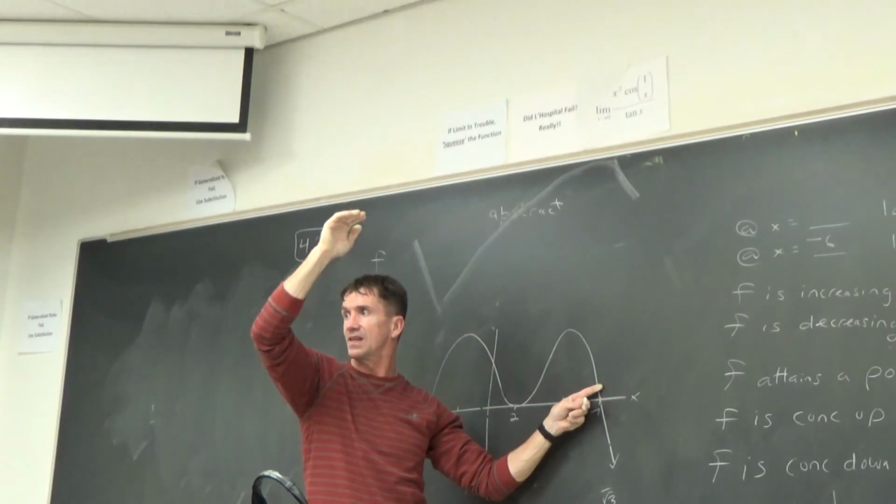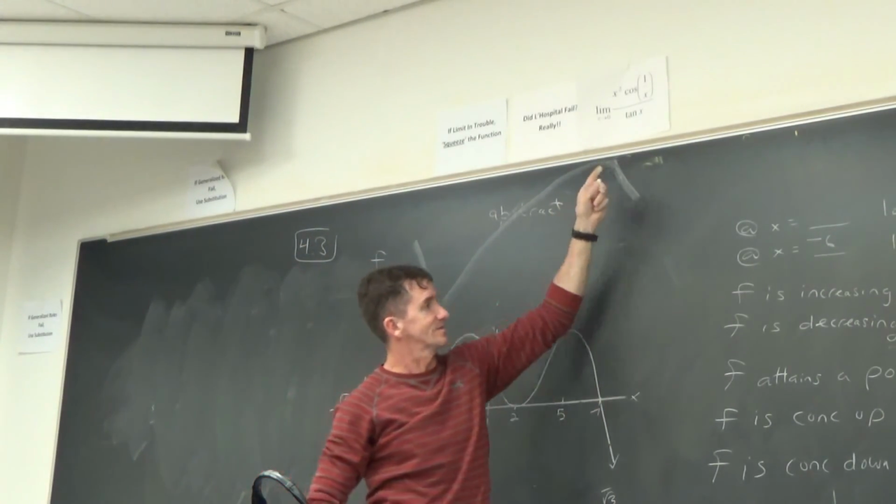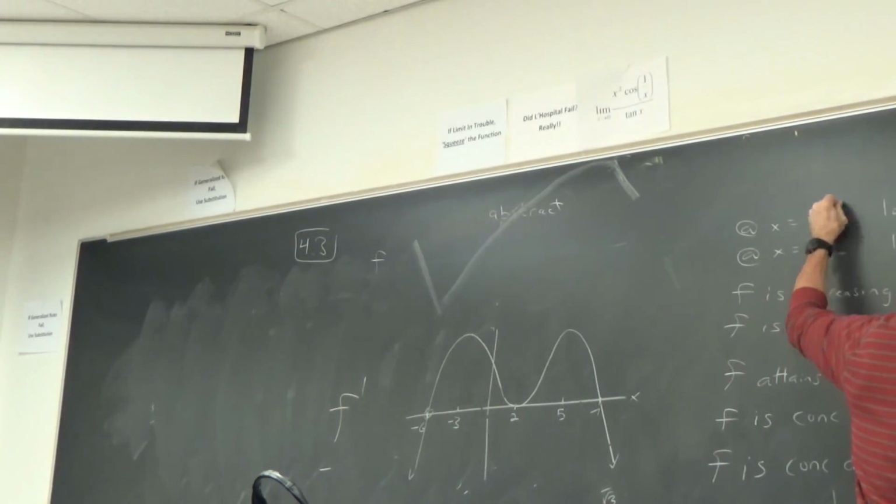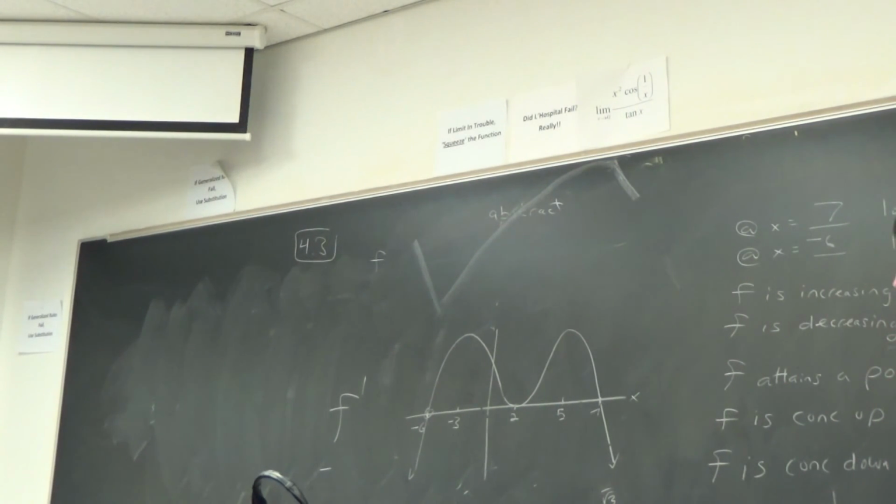It was positive, then it was what? Negative. Oh yeah, there it is. What's that next value? 7, right? 7, sorry. And this is for f, right? Local max, I'll say, of f.